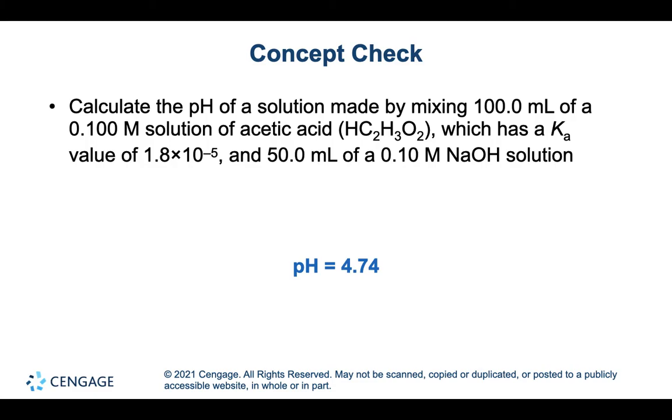With equal amounts of acetic acid and conjugate base, you have a perfect buffer, and it doesn't matter what the molarities are. If it's half and half, then your pH equals pKa plus log of 1, or pH equals negative log of 1.8 times 10 to the minus fifth, or pH equals 4.74.